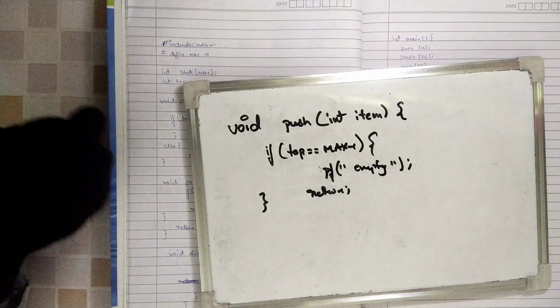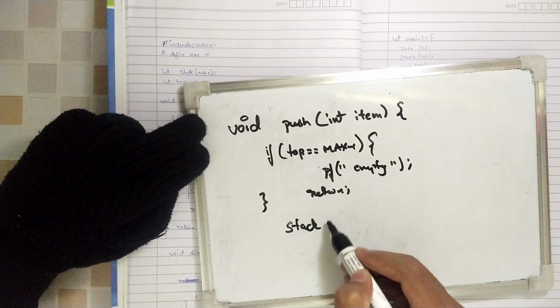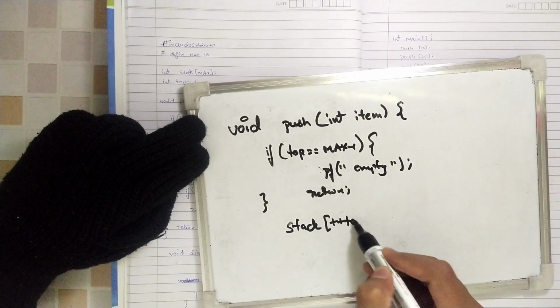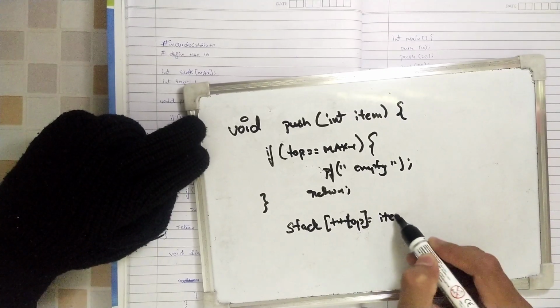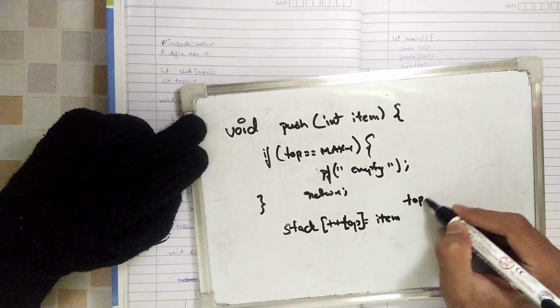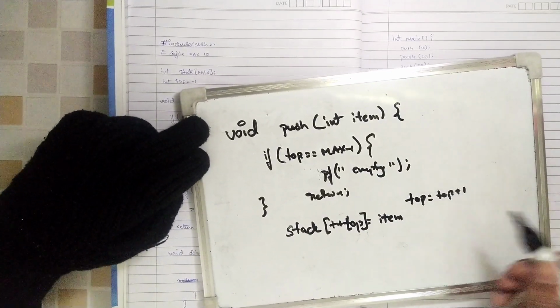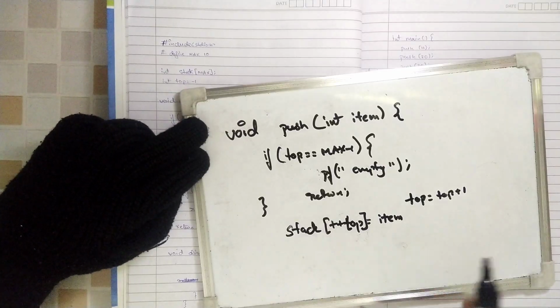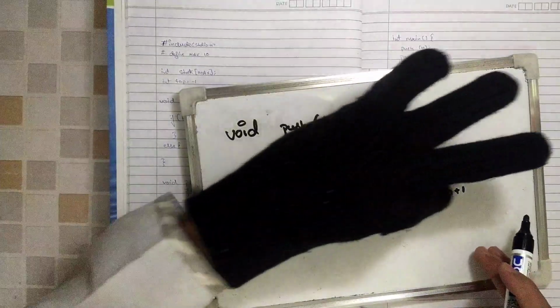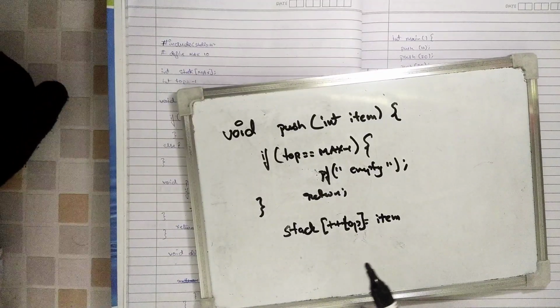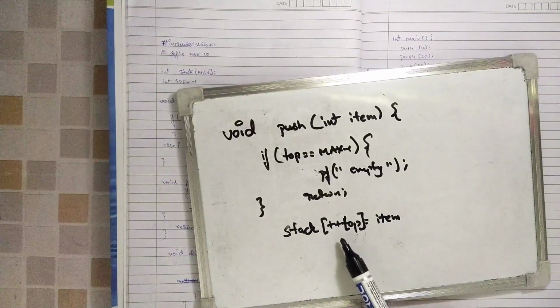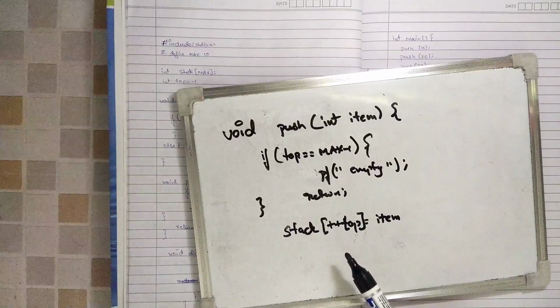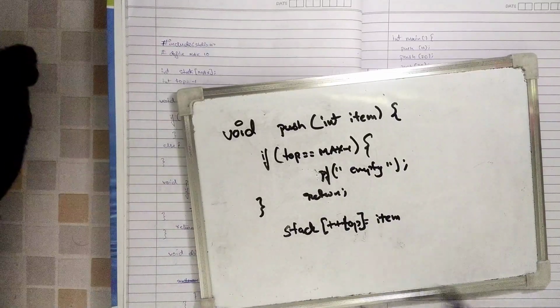Now here you will simply write stack of ++top. Don't get confused: usually we first do top equals top plus 1, then we write stack of top equals item, but that is two steps. We want to increment top and then write, which is not a good coding habit. So you can directly write stack[++top] = item. Because of this pre-increment, top will first get incremented, then the item will be stored in that position.